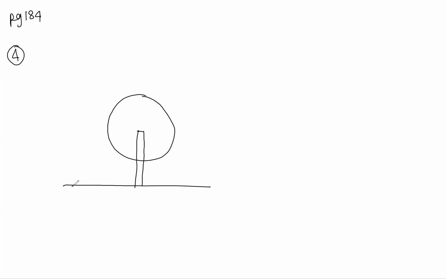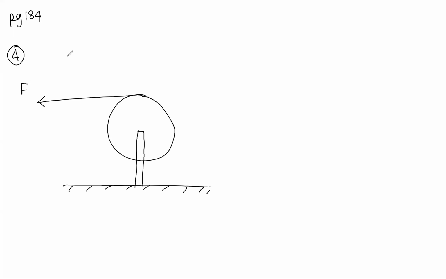On page 184, look at question number 4. Page 184, this is part 1. It says that there is a string wrapped around the rim of a wheel. So there is a wheel and the wheel is fixed to the ground, so the wheel cannot move horizontally. And there is a string that is fixed to the wheel. And the force is acting in the horizontal direction.